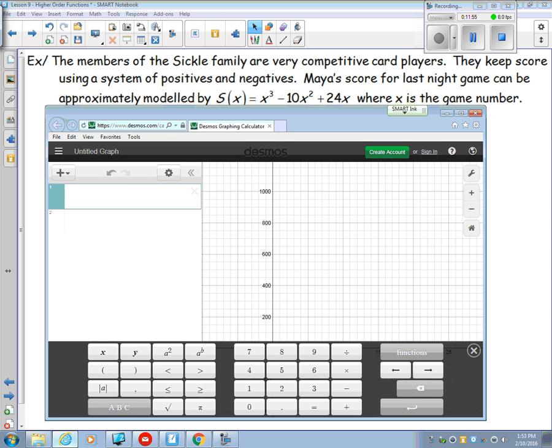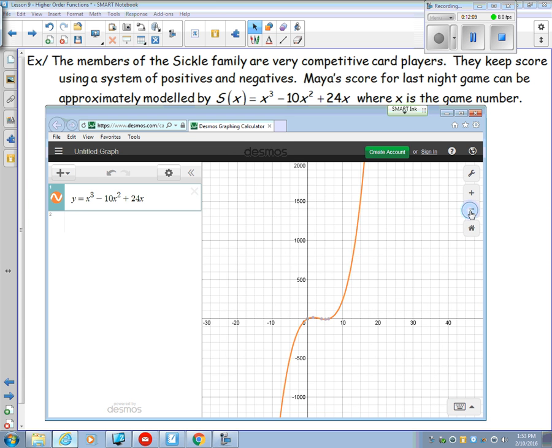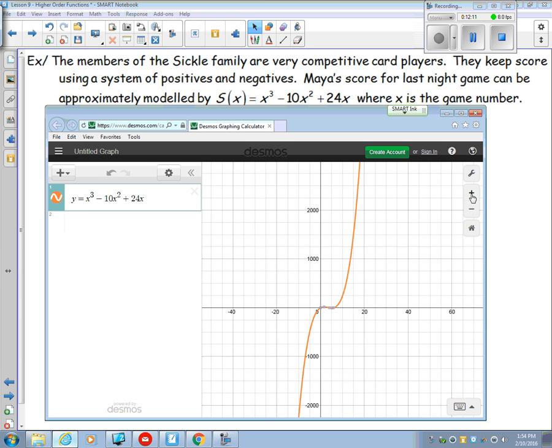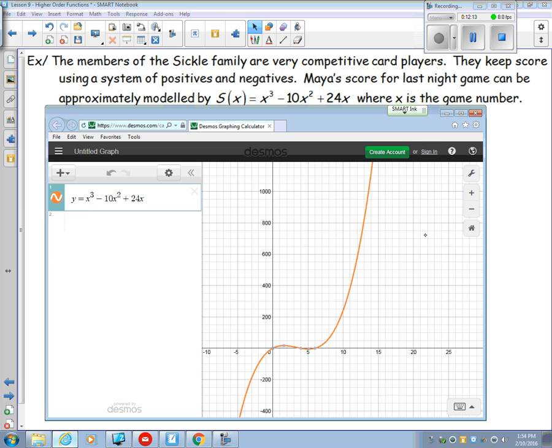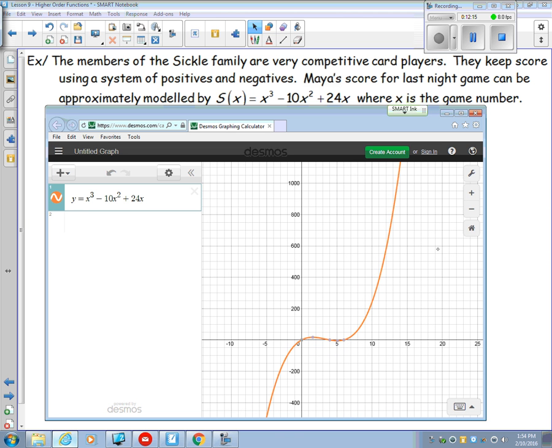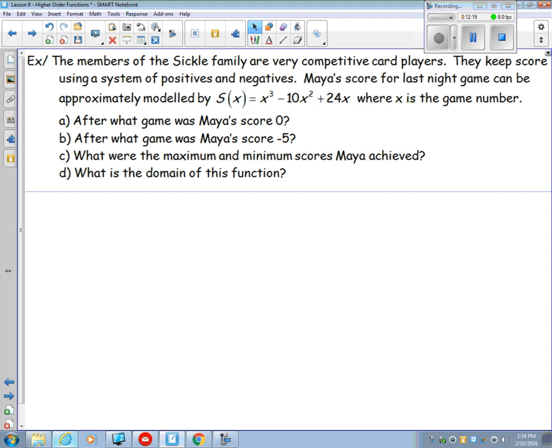Y equals x to the power of 3 minus 10x squared plus 24x. I can't really see it, so let's zoom it out a little bit. Okay, maybe I went a little too far there. There we go. We got a nice function there. X cubed. Make sure we put that in right. Okay, it looks good.